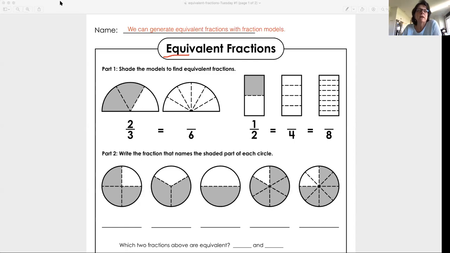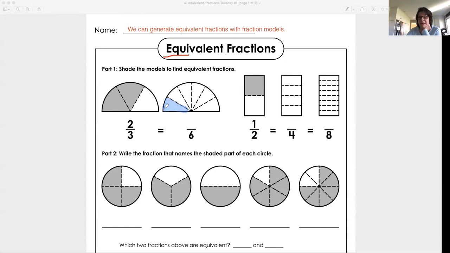So the first model is already shaded, and there are 3 equal parts, 1, 2, 3. 2 are shaded, so the fraction shaded is 2/3. And hopefully your work with fractions so far makes identifying that fraction pretty easy. Well, now we have to find an equivalent fraction. So I'm going to get my shading tool here. And you might want to just use your pencil to lightly shade, but I am going to shade to get the same amount. So I'm going to start with just shading one part. That certainly is not equivalent to 2/3.